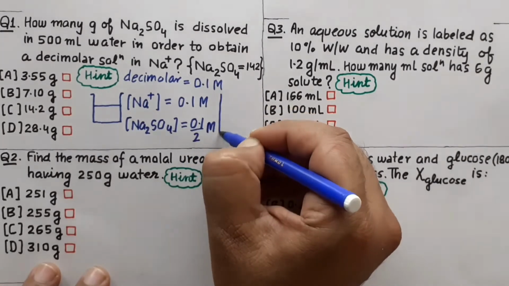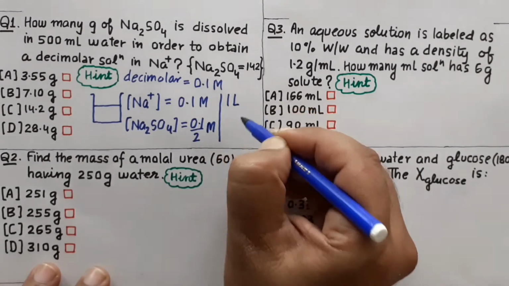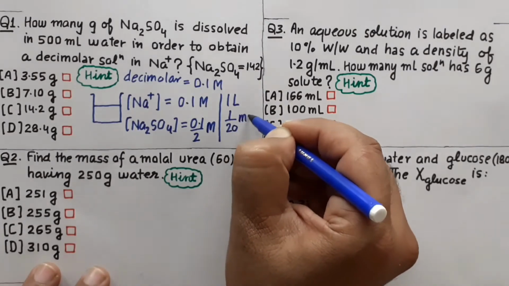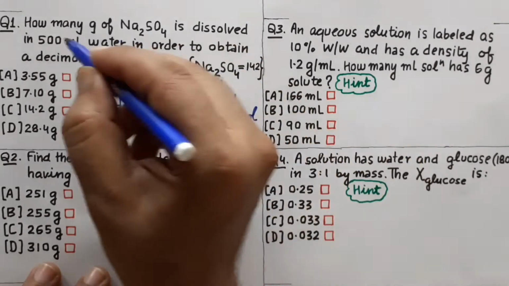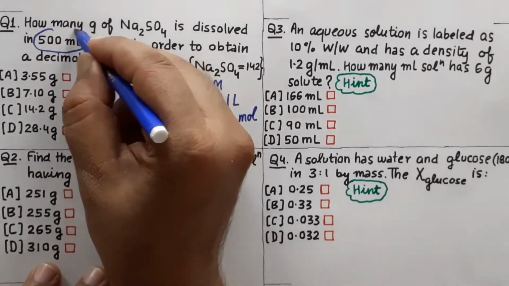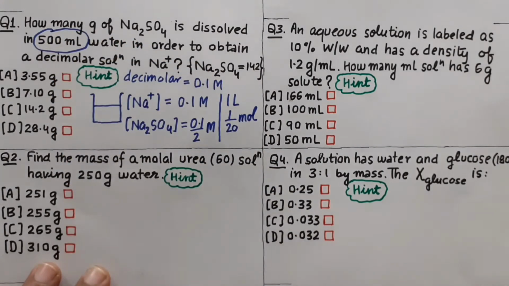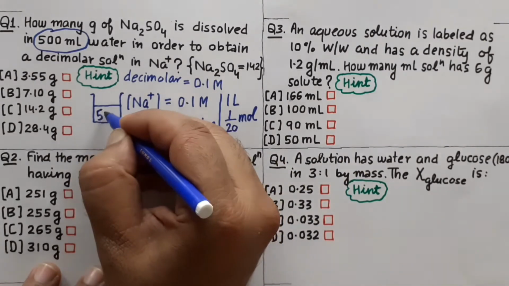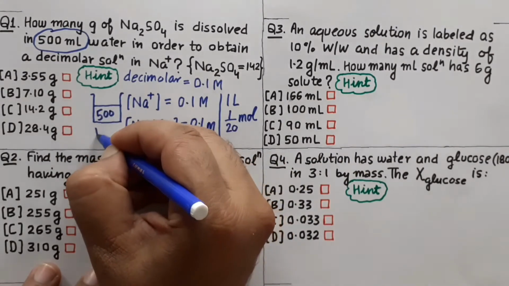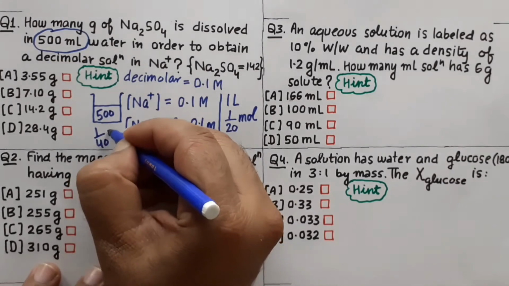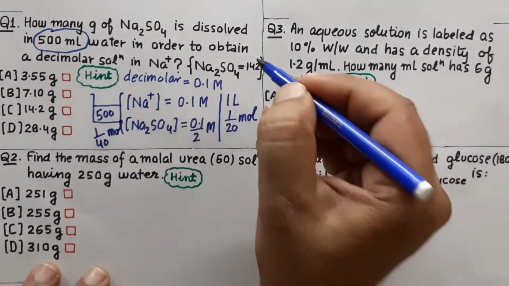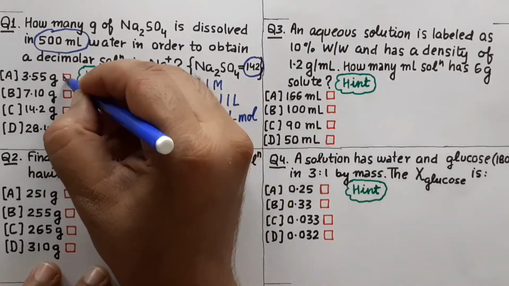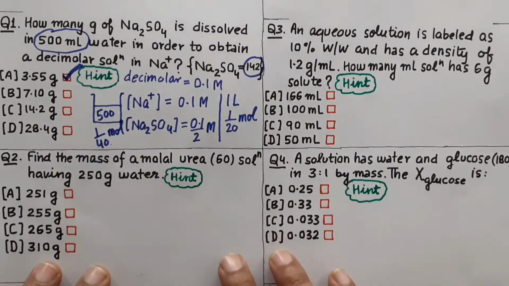तो इसका ये मतलब हुआ 1 liter solution contains 1 by 20 moles of Na2SO4, right? But question is giving us 500 ml. So that means this is not 1 liter, this is half liter. So eventually for half liter, that this is 500 ml, so this much will contain 1 by 40 moles of Na2SO4. Now you quickly multiply this thing into 1 by 40 and you will end up with 3.55 grams. So that's the first case.